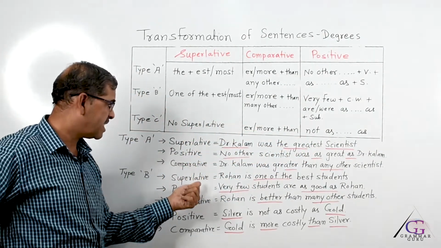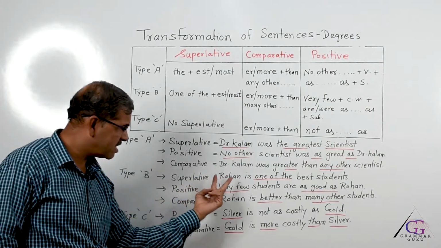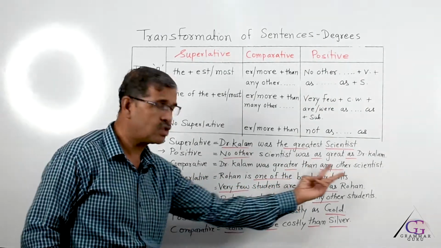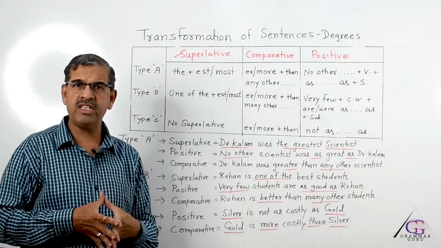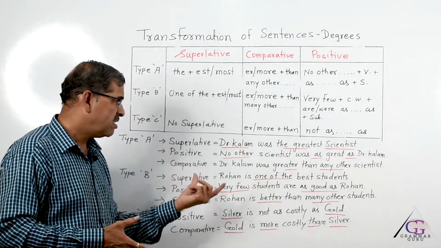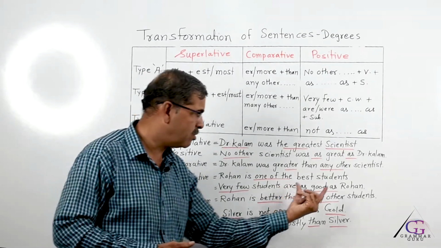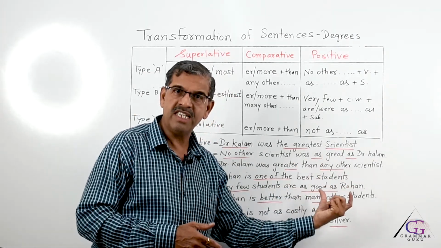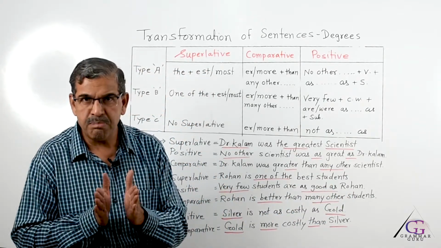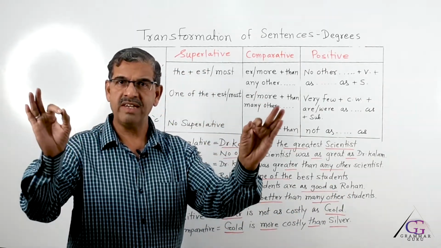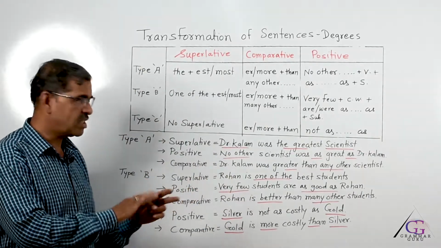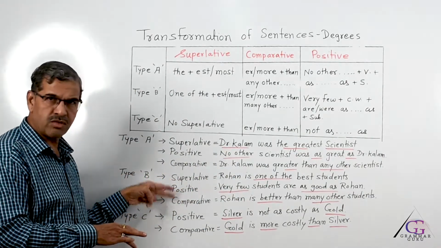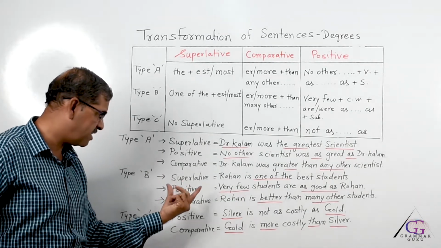And let us take the example. In superlative, the sentence given is "Rohan is one of the best students." So, we have to find out three things. Noun is Rohan, then "one of the best" is the adjective, and students, carefully look, students is the class word. In type B, the class word is always plural. So, how will you transform a superlative sentence of type B to positive and comparative? Here the answers are written.